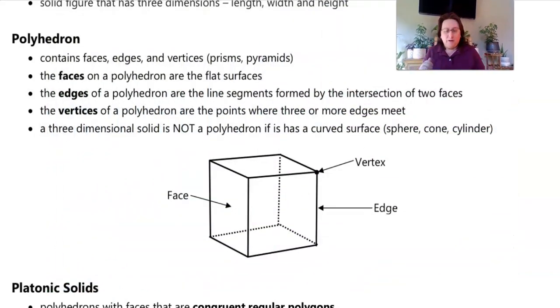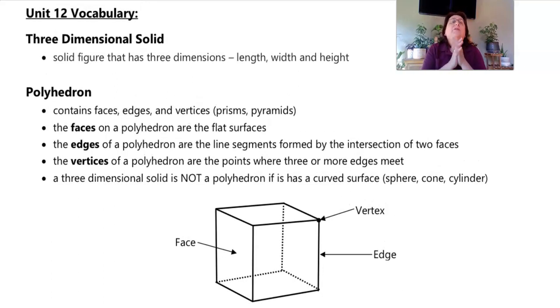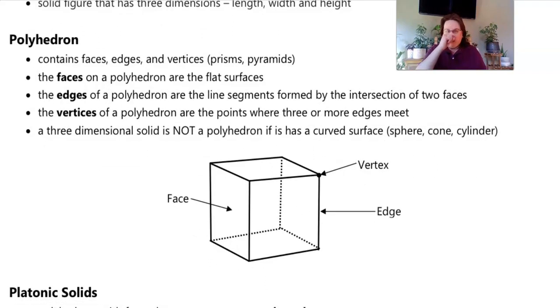So this is part of your Unit 12 vocabulary, the notes. We're going to be dealing with the three-dimensional solid. A three-dimensional solid has length, width, and height. We're going to get more into that as the unit goes on. But what I want to focus on is a polyhedron. A polyhedron contains faces, edges, and vertices. Now let's talk about what all of this is.